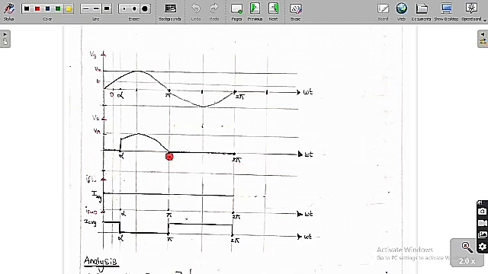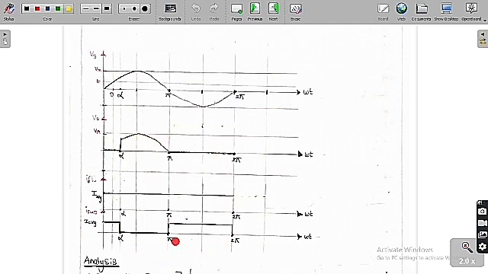But in the initial case, the voltage was negative because there is no freewheeling diode. But here, because of the freewheeling diode, the voltage cannot be negative. Therefore the freewheeling diode is going to conduct from pi to 2 pi, and again from 0 to alpha. Only from alpha to pi, the main thyristor is going to conduct. So this is the output voltage we are going to get.